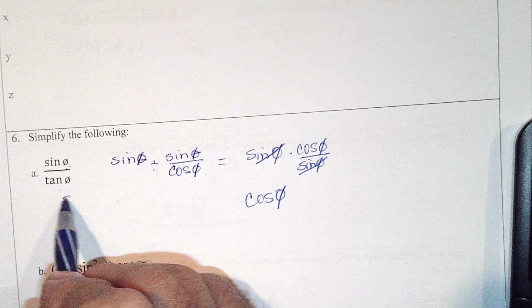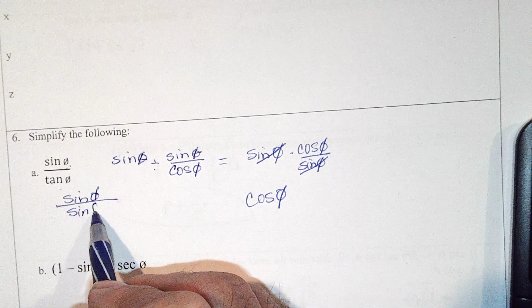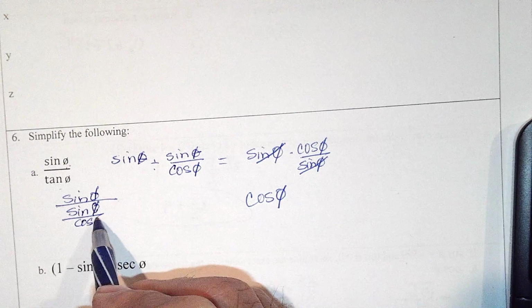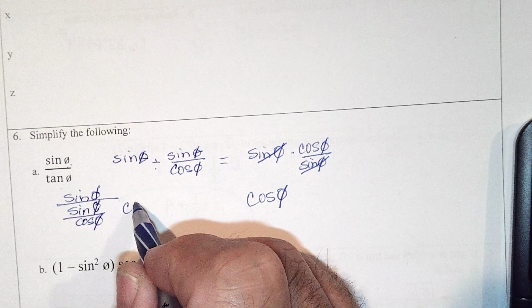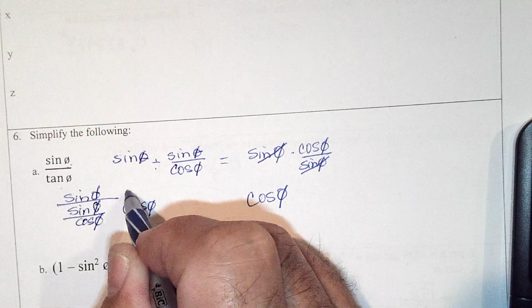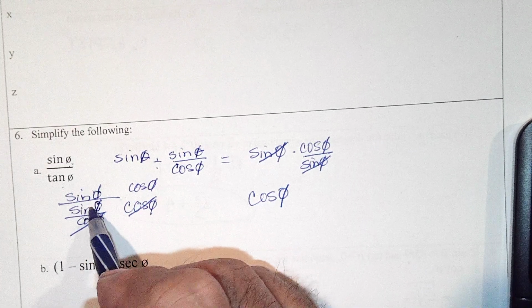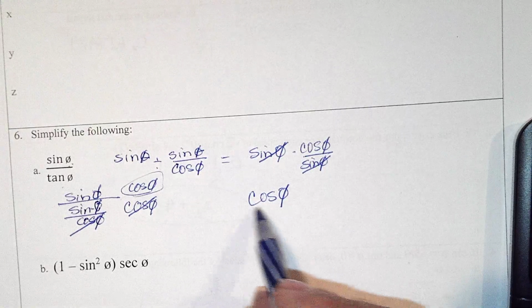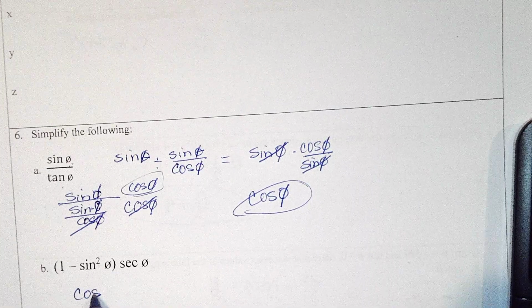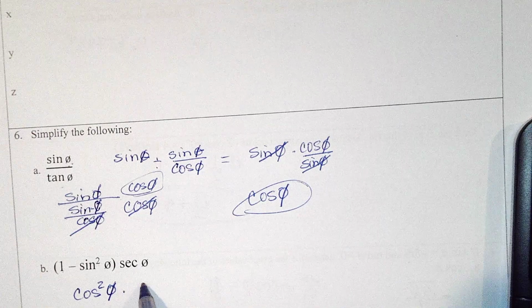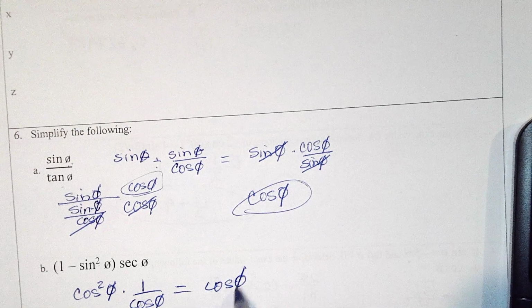Another way to look at this is sine phi over sine phi over cosine phi. And to get the denominator off the denominator, I'd have to multiply numerator and denominator by cosine. So that cancels that. And then I have sine over sine, which is 1, times the cosine, which is cosine phi. 1 minus sine squared is cosine squared phi. Secant is 1 over cosine phi. So this turns out to be cosine phi also.